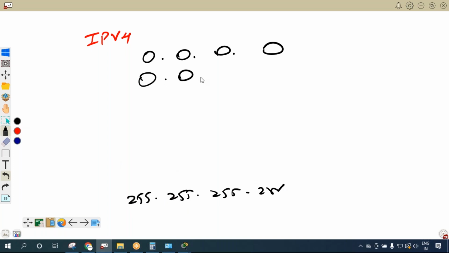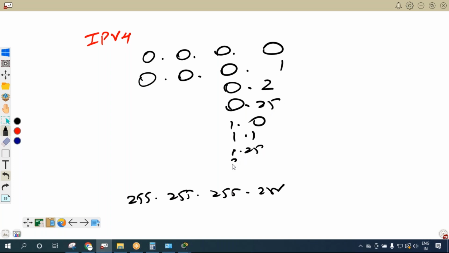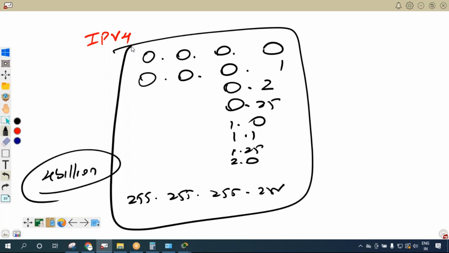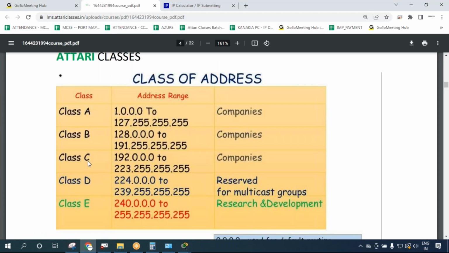So how many combinations do we have of IP address? 0.1, 0.2, 0.255, then 1.0, 1.1, 1.255, 2.0, 2.1, 2.255. So many, it is a very vast combination, it will go on. I cannot just type it here, about 4 billion IP addresses will be created. So what they did is, they had this chunk of IP, and companies were coming, research and development were coming. So they decided, okay, we cannot just randomly give anything to anyone. We have to divide this into classes. So class A, B, C, D for multicast, E for research and development.